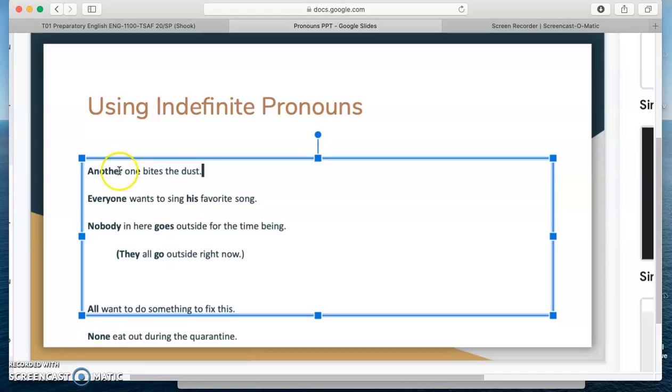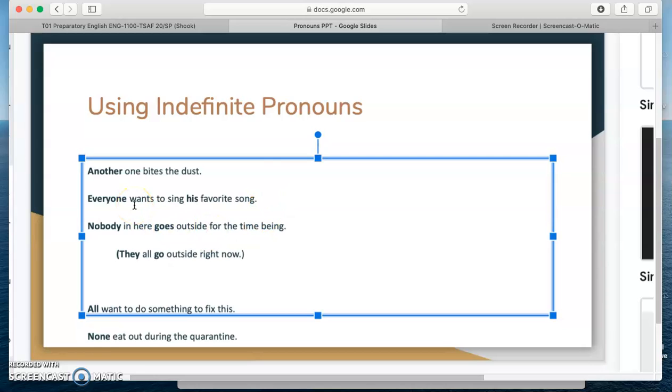Another is singular. We're not referring to a specific person per se, not by name anyway, but there is some general one person that has bitten the dust. Or everyone wants to sing his favorite song.